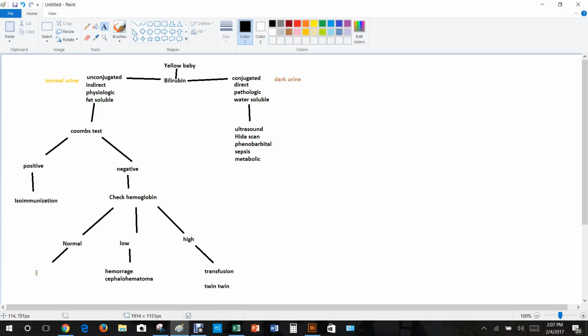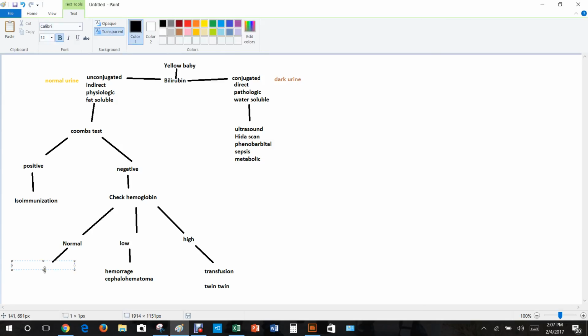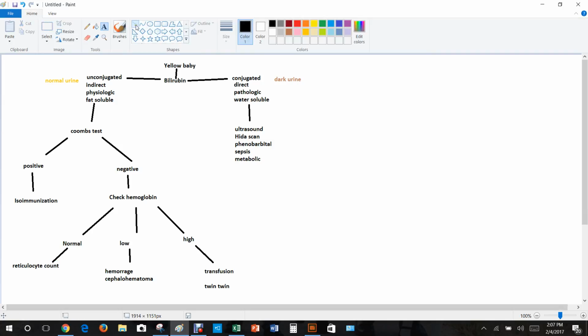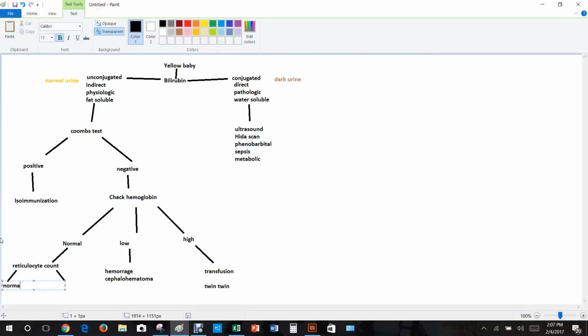So now what about the normal? Well, if it's normal, what we need to do is look at the reticulocyte count. There are two situations that can happen on the reticulocyte count. We can have a reticulocyte count that is normal or one that's elevated. So let's look at normal first. If it's normal, then what do we have going on? Normal reticulocyte count is going to be some sort of reabsorption problem.